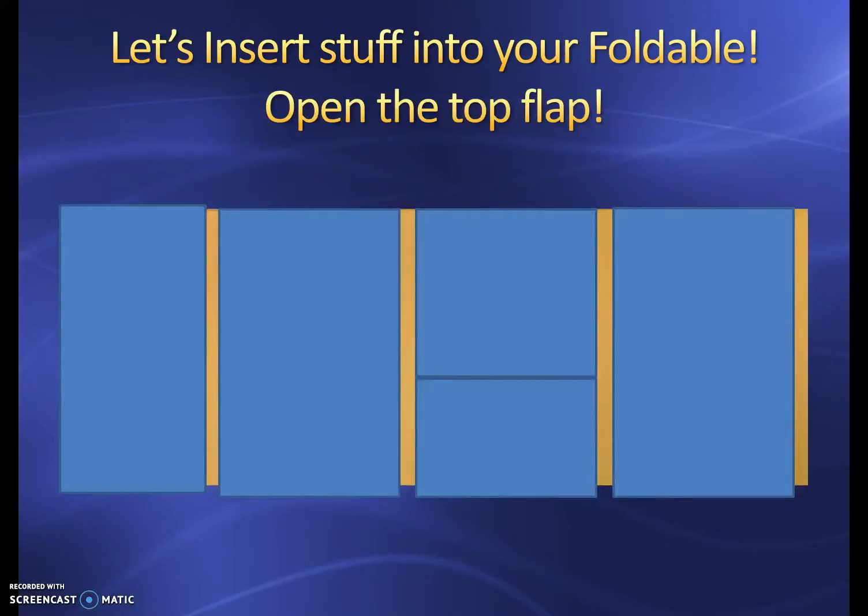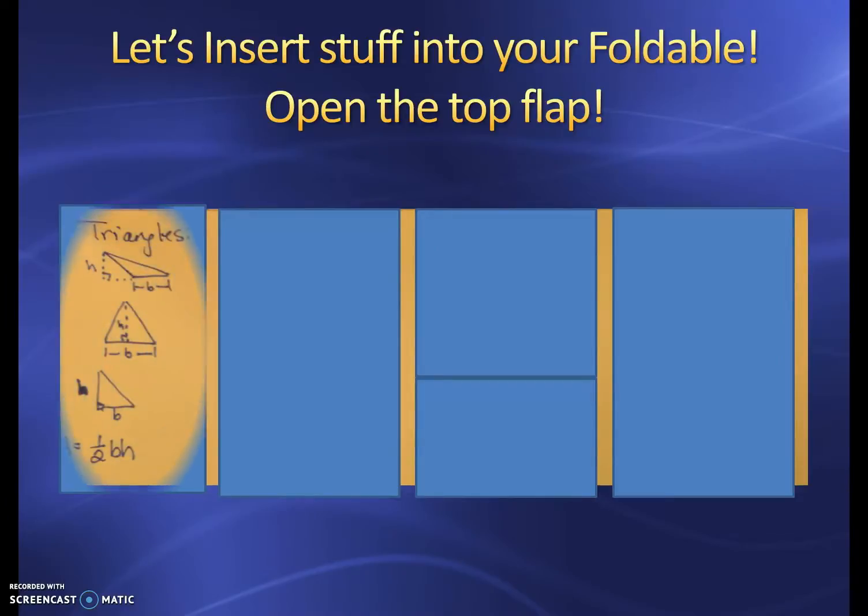So now that you have your foldable all set up, we'll fill in the rest as we go. We just were worried about that first one. We're going to open up the very top flap to display the very first gap. If you're not sure which one I'm talking about, please make sure you ask your teacher. And we're going to start filling in those formulas. So let's first start with the triangles.